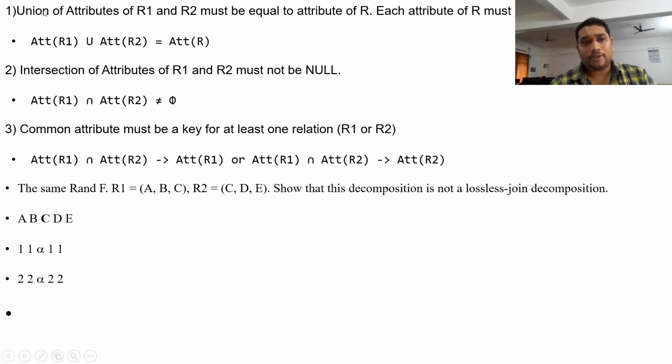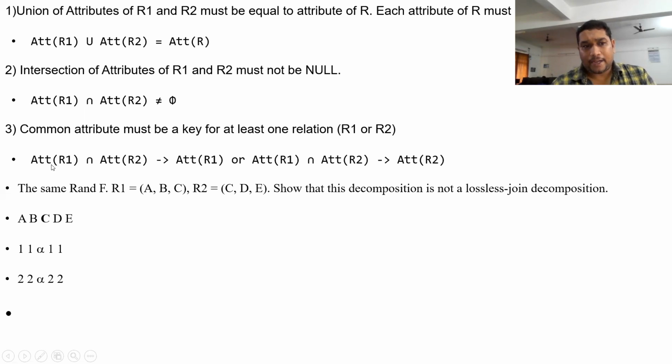That is, when it is a union, you have to follow the intersection, and we have to get the common attributes. When attributes R1 and R2 are combined, you get attribute R. The intersection of these attributes must not be null. We should not get any null values, and the common attributes must be a key for at least one relation.